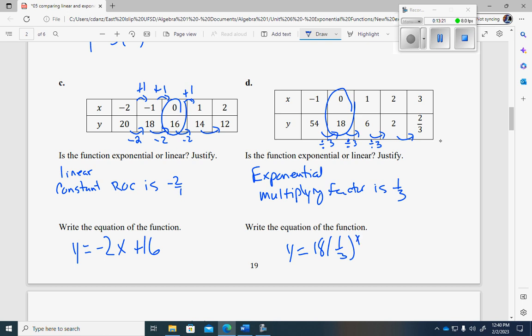So something that I just want to point out before I move on right now, since C was constantly decreasing and D was constantly decreasing, but they were two different types of functions, I want to point out that in order to have a decreasing linear function, the rate of change must be negative. In order to have a decreasing exponential function, the multiplying factor must be between 0 and 1. It won't be negative, right? So just keep those things straight.